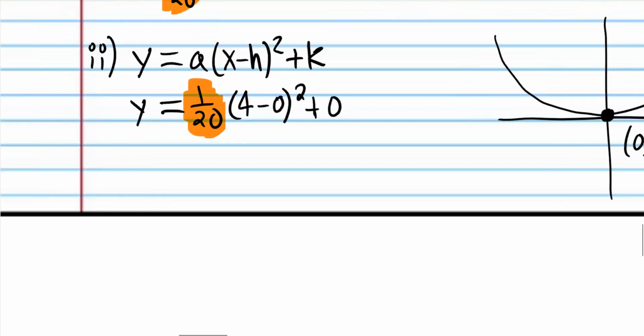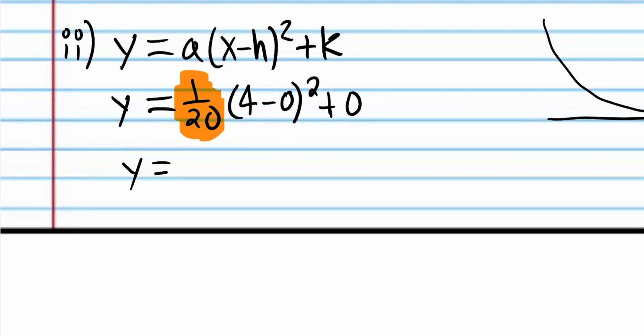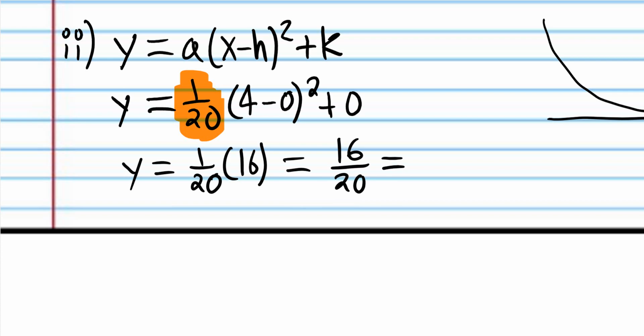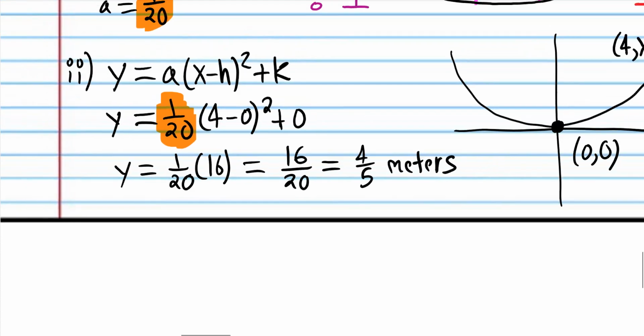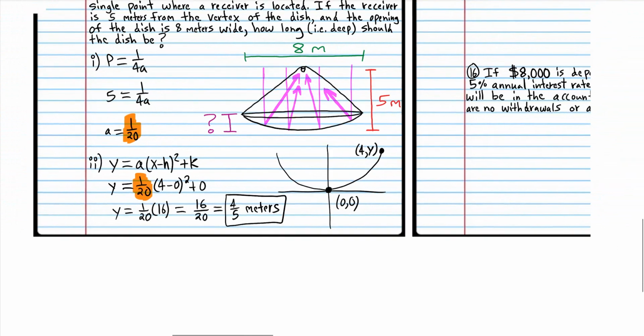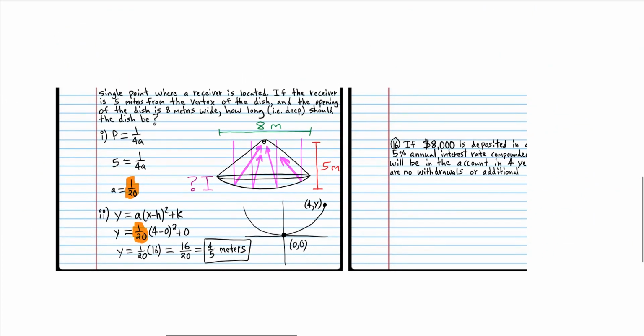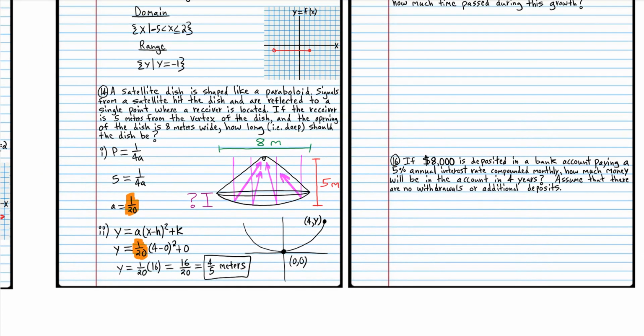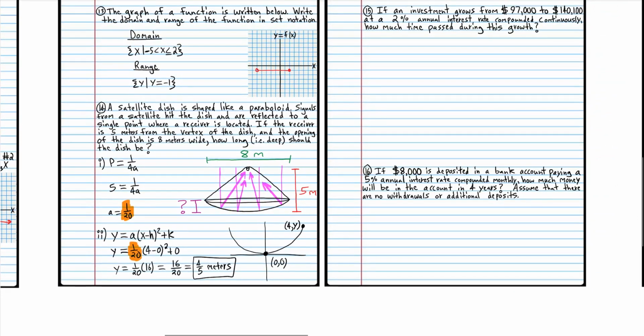So we have y is equal to 1 over 20 times 16, which is 16 over 20, which is 4 over 5, and the units are meters. You can write lowercase m for meter, or you can spell it out. So if you got that one right, good job.